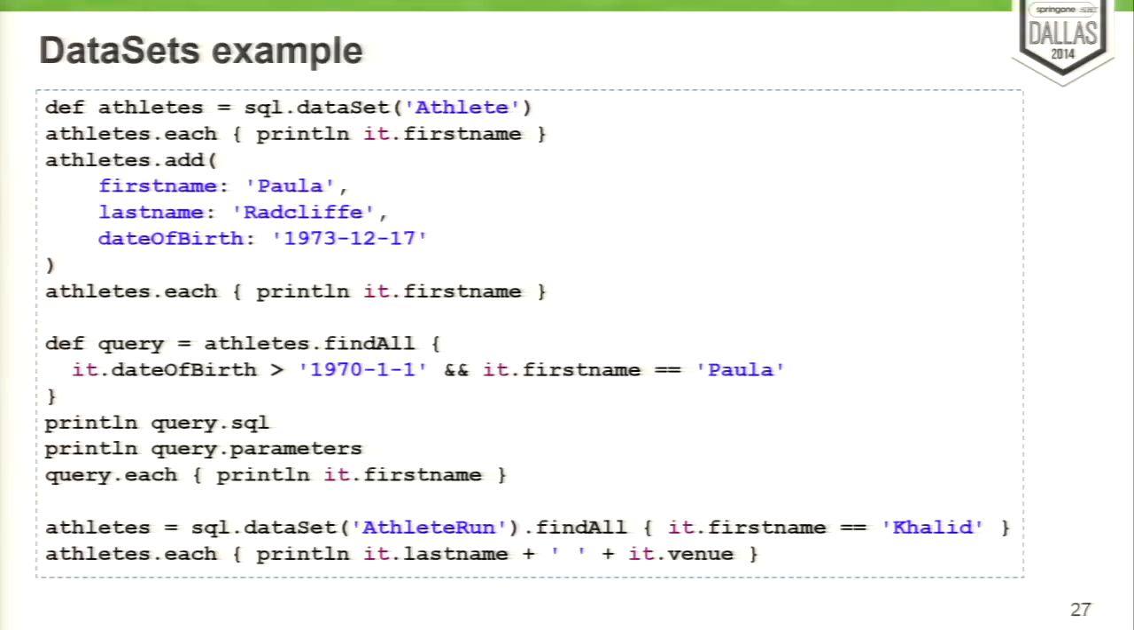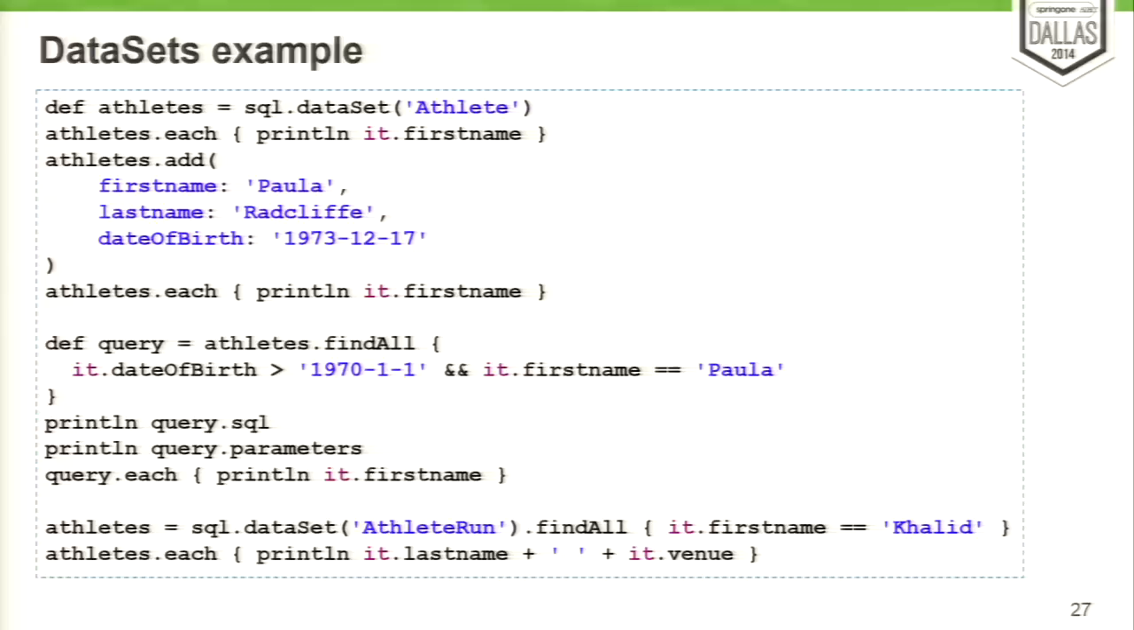Let's look at how you'd, rather than getting all the rows, find some particular ones. So I can go queries, athletes.findAll. I can find the date of birth is greater than some value, and the first name equals Paula. If I now print out each of the things that came back from this query, there's only one athlete with first name Paula in my data set. It'll print out one athlete here.